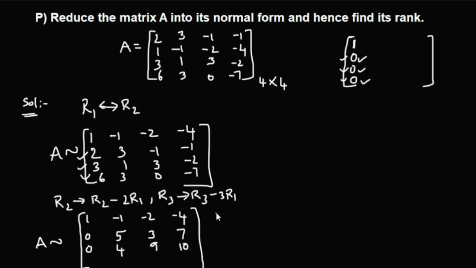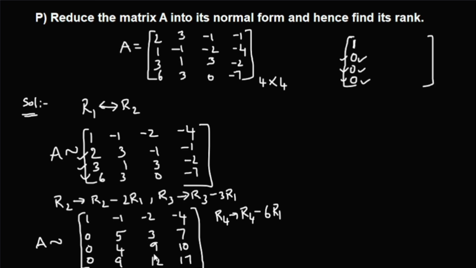And what about R4? R4 implies R4 minus 6R1. 6 minus 6 we need to get here. 6R1, it is 0, 3 minus of minus 6, 3 plus 6, 9, 12, 17.